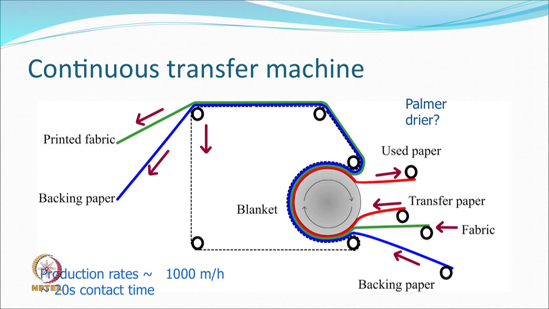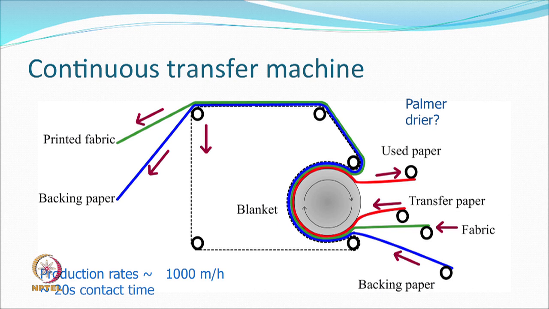If you look at a continuous type, this print roller is a large roller, and it looks like a familiar sight. A roller printing machine also looks like this, but overall this configuration is quite similar to a Palmer dryer, where material enters from one side and exits from the other side, and the roller is quite big, so the whole process should get completed. If you want to give 30 seconds or more, it should be possible to complete the process within this area.